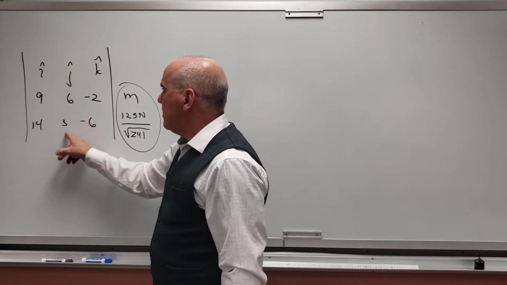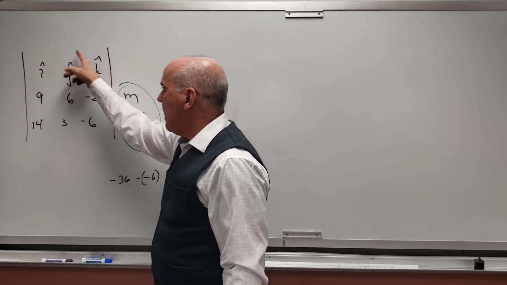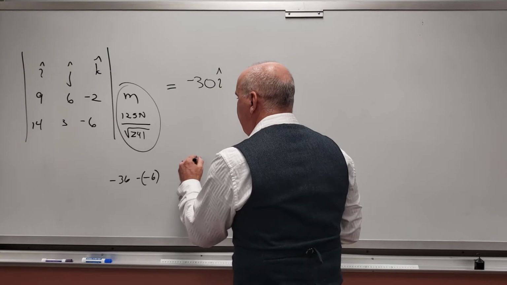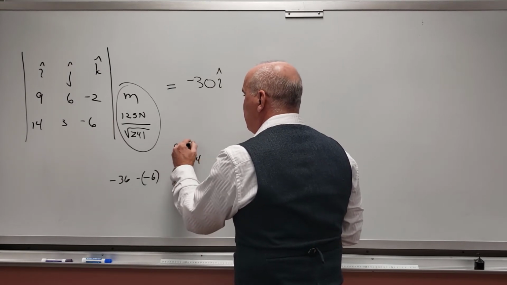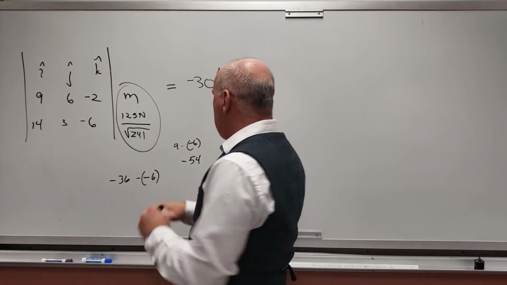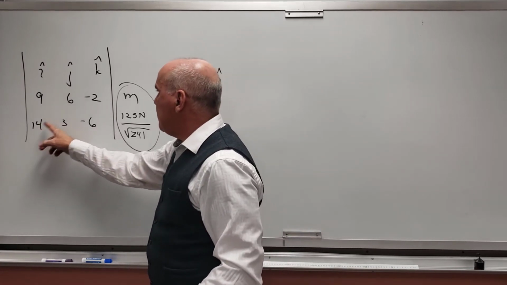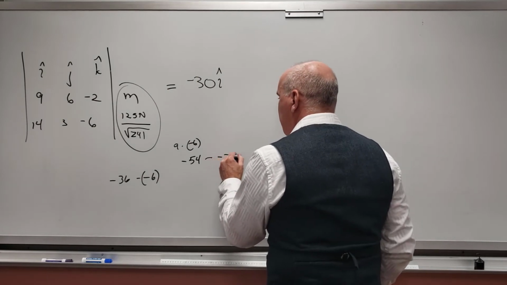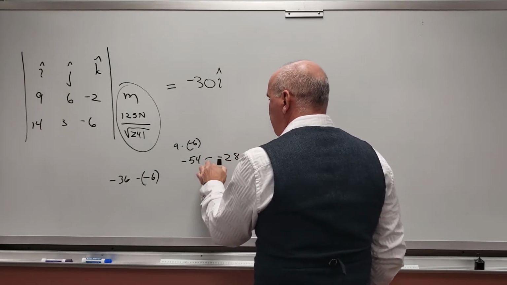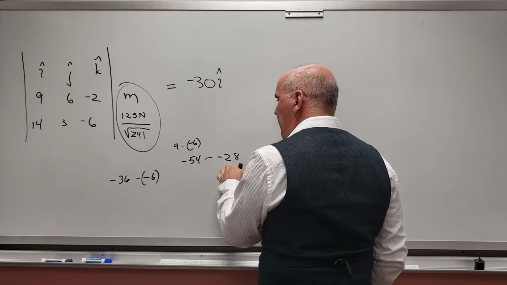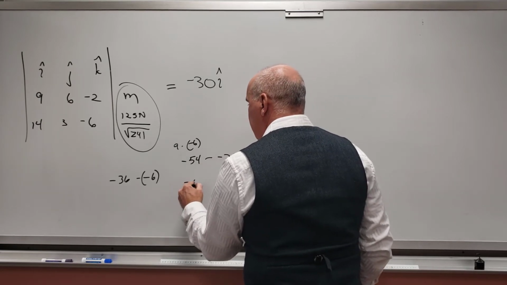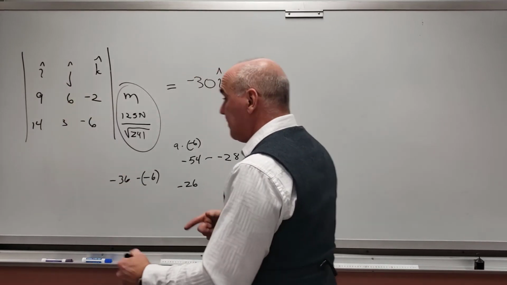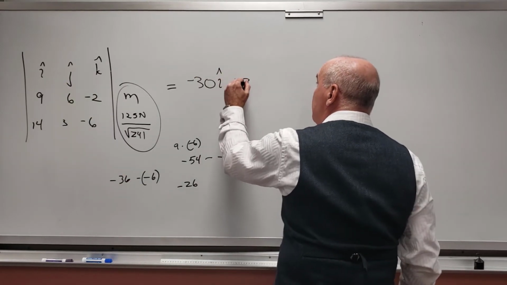And then take out the ijk, and then the j, I'm going to get 9 times negative 6. That's negative 54, right? Minus 14 times negative 2 is negative 28. So minus a minus 28. And so that's going to be 54 plus 28. So that's 26. That's negative 26. But j hat is negative, so negative and negative becomes positive.